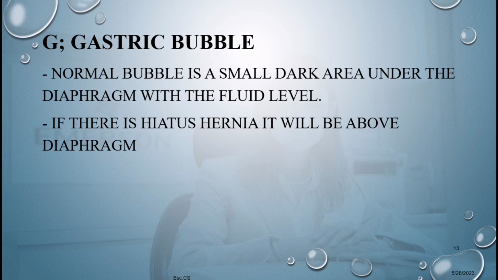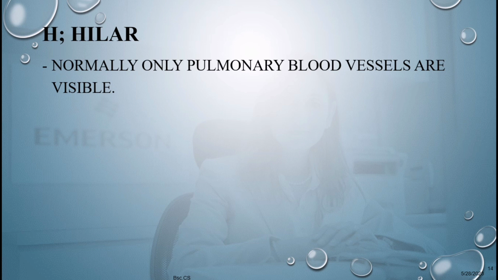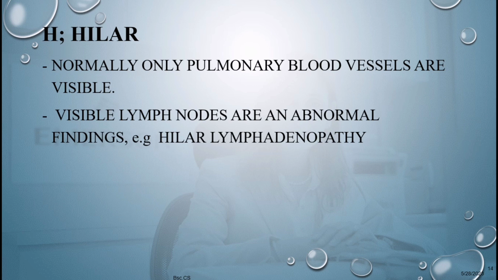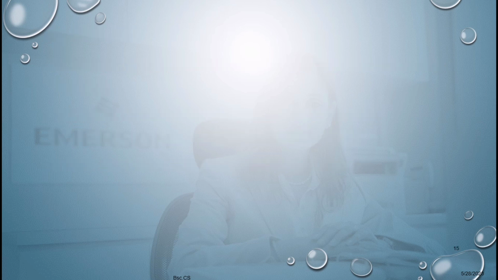Then if there is a hiatus hernia, it will be above the diaphragm, so that's one of the conditions where you have the gastric bubble above the diaphragm. And then higher, normally only pulmonary blood vessels are visible. Then visible lymph nodes and abnormal findings, e.g. higher lymphadenopathy, of course. You should know which conditions you can actually see these. Then you have to look out for masses or calcified areas.